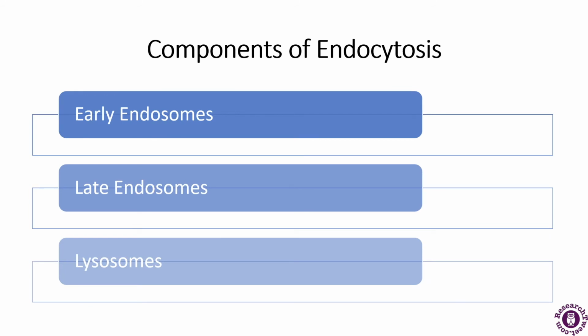Now the components of endocytosis. The endocytosis pathway of mammalian cells consists of distinct membrane compartments which internalize molecules from the plasma membrane and recycle them back to the surface or sort them to degradation. The principal components are early endosomes, late endosomes, and lysosomes. These we have seen in the diagram as well.